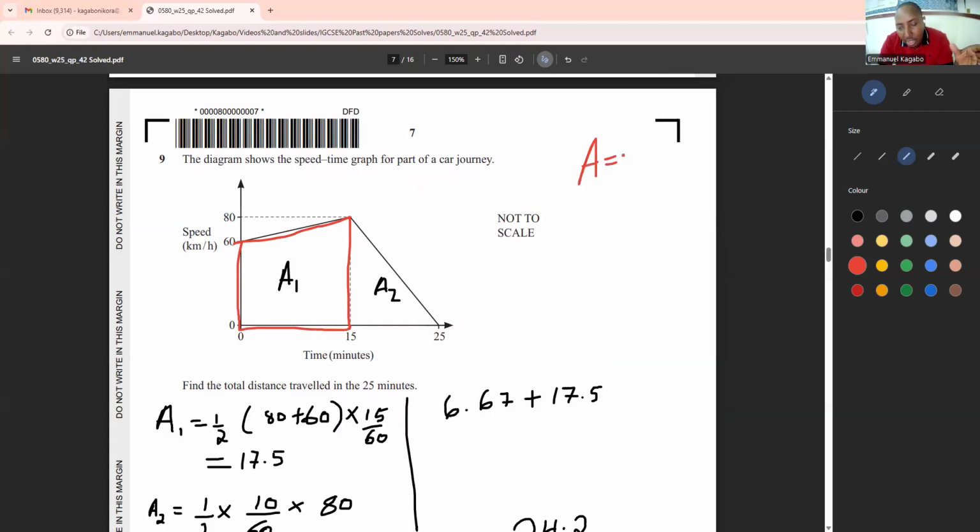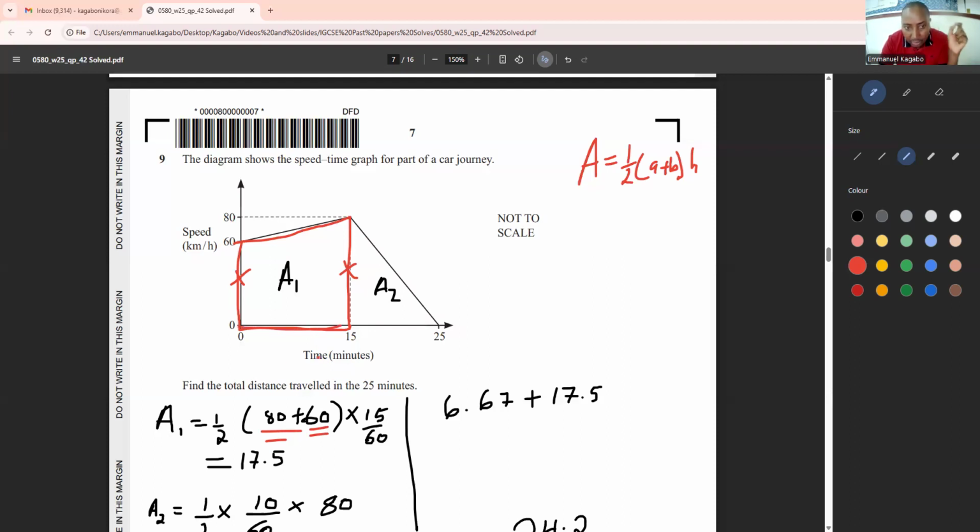Area of a trapezium is a half (A plus B) times height, where A and B are parallel sides. Basically, A is this and B is that. So that's why you see here, I have 80 and I have 60. What about the height now? The height will be that.